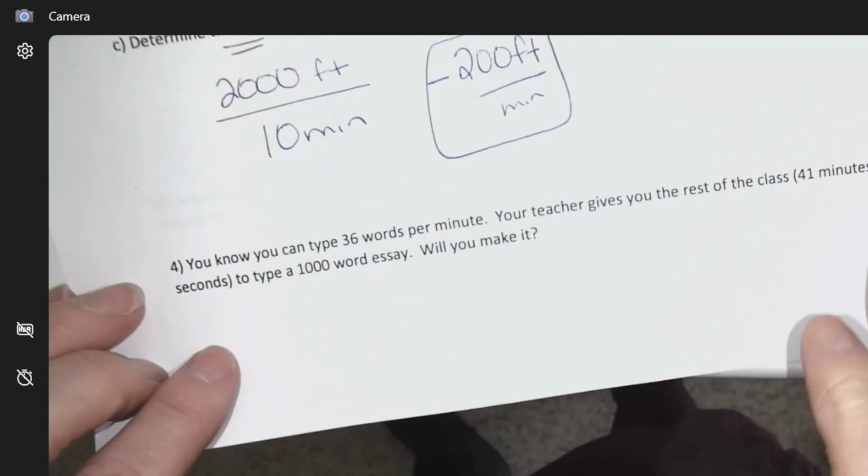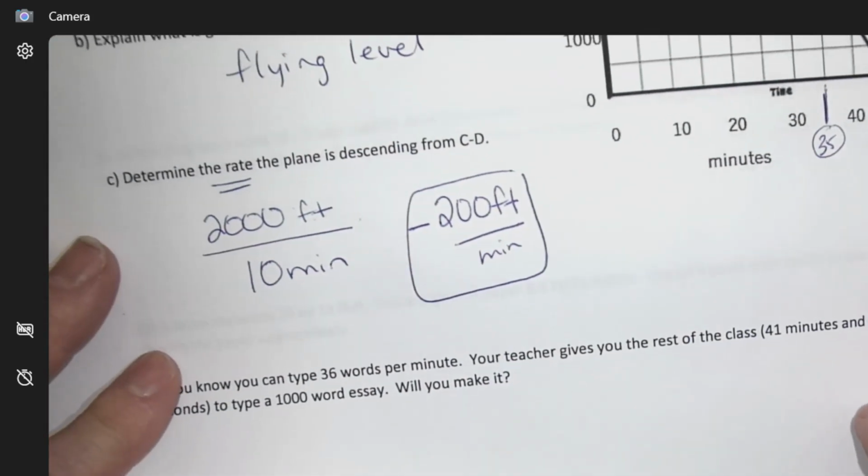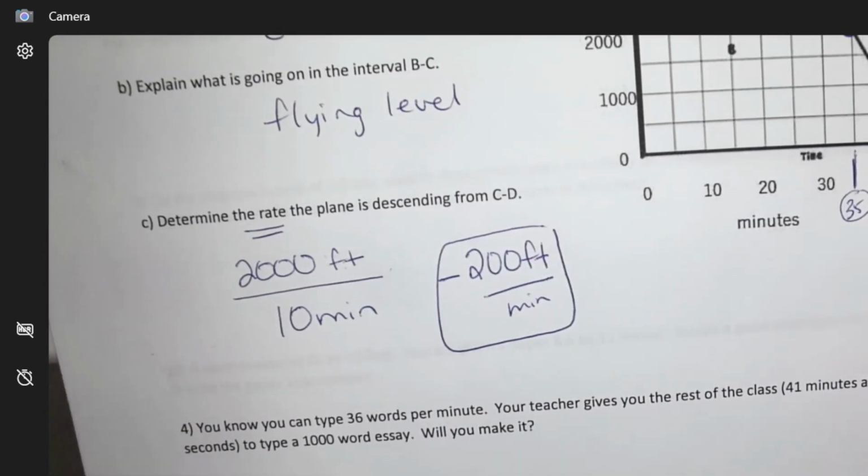Negative 200 feet. Yeah, you could do two things there. That's a good one. You could write negative 200 feet per minute is what it's moving by, or you could actually write the word descending 200 feet per minute as well if you wanted. Either one would work. Did I hit where you needed to?